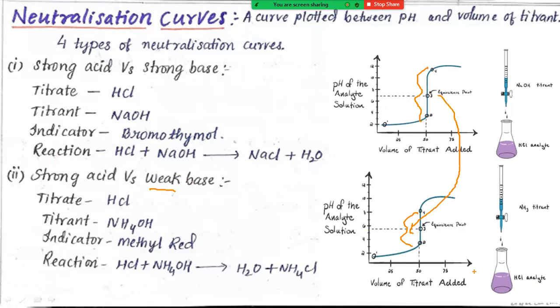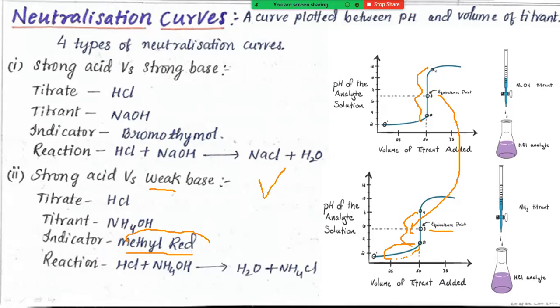That's why it forms a buffer region here. This buffer region resists the sudden incremental increase of pH values. So that is the reason: due to formation of the buffer region, the graph is not suddenly increased. And this is the indicator that we can use for this titration, methyl red. Methyl red will be used at this equivalence point.